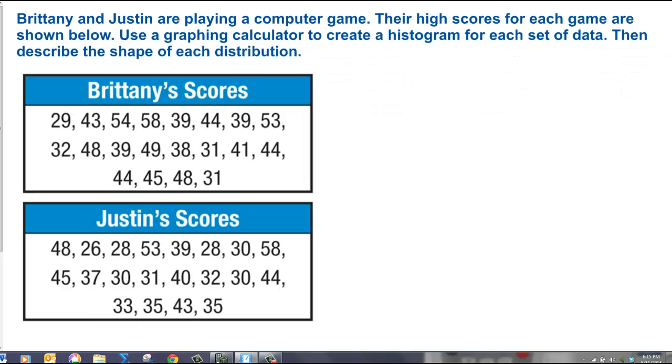So let's now compare some data. We've got a set where Brittany scores a certain amount of values on a computer game and Justin scores these values, and we want to take a look at a histogram on our graphing calculator and then describe the shape. So I'm going to let you plug these numbers in, graph the histogram, and then we'll talk about what we get. You might want to pause.